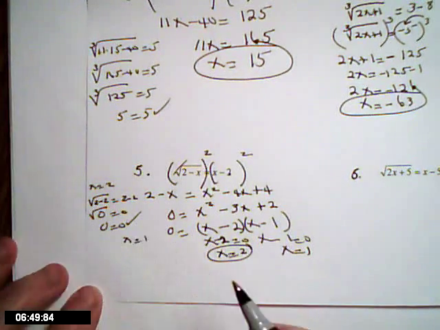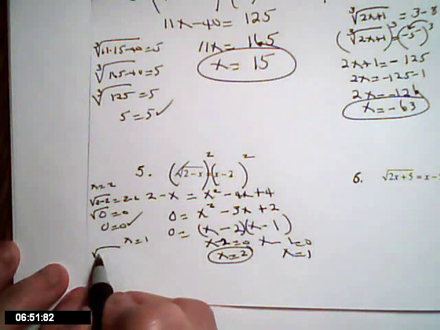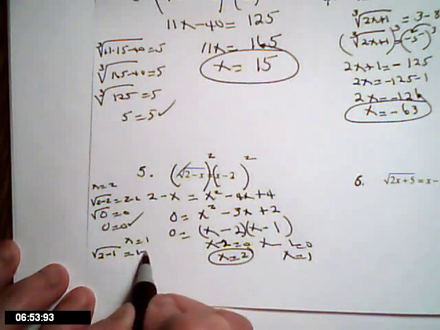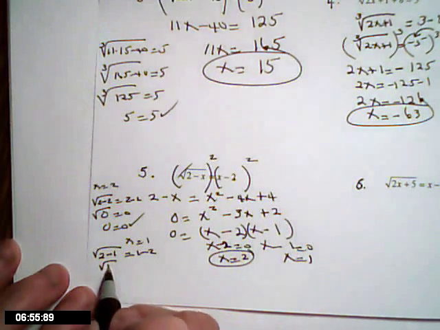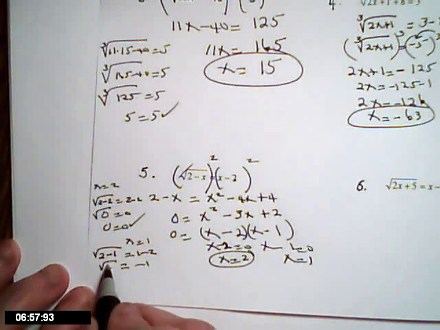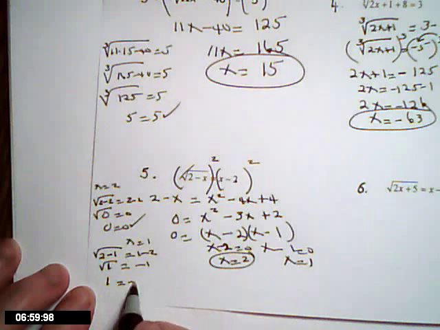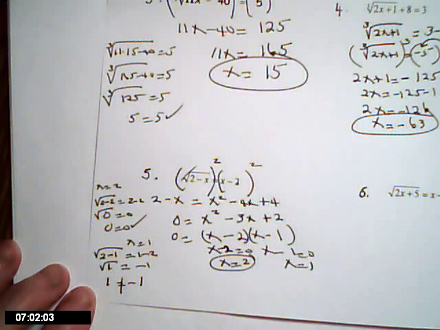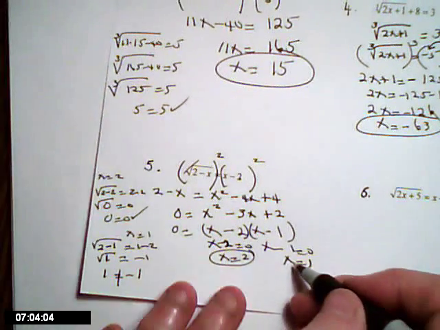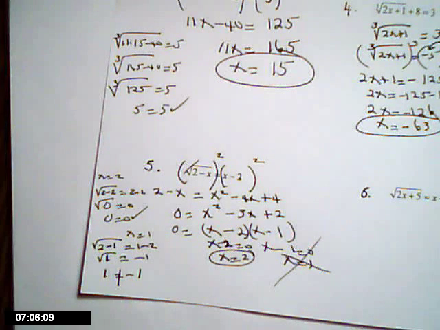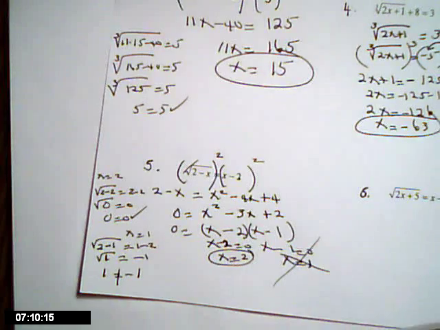Alright, let's check x equals 1. Now in place of x, that'll be 2 minus 1 equals 1 minus 2. Square root of 1 equals negative 1. Square root of 1 is 1. And 1 does not equal negative 1. Now this is what we call an extra root, and you will not see it in your answers. The only answer is x equals 2.